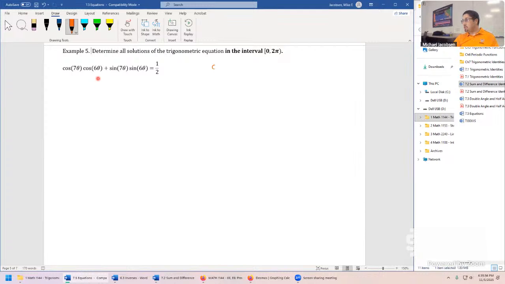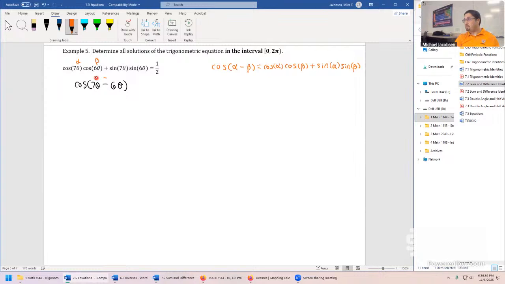So the identity goes cosine alpha. This is the nasty one where the sign changes in the middle. Minus beta is cosine alpha cosine beta, plus sine alpha sine beta. So now that we have the identity down, the alpha in the problem is going to be 7 theta, beta is going to be 6 theta, and this entire left-hand side becomes cosine 7 theta, plus here is always good to be careful with, goes to minus 6 theta.